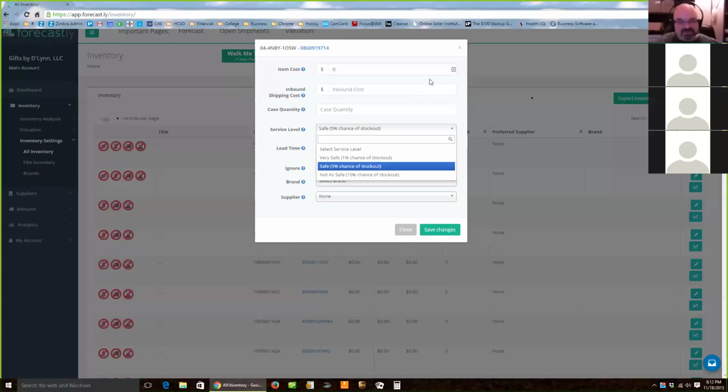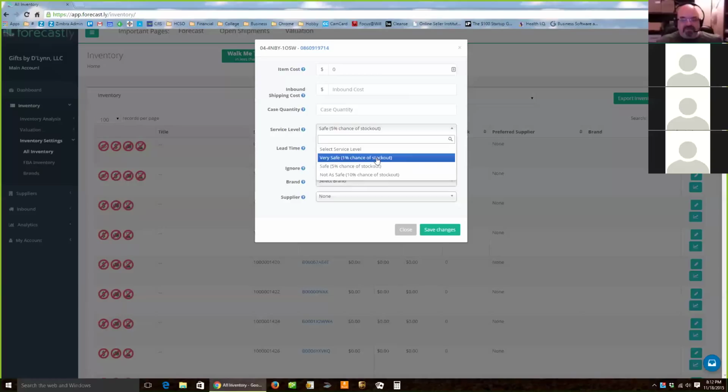This is kind of a similar approach. Rather than allowing you to tweak how you weight your sales by period and by time frame and all these other settings, they basically give you service levels. So your service level, if you want to be very safe, is a 1% chance of a stock out, and you go with that level. Safe is 5%, and not as safe is 10%.